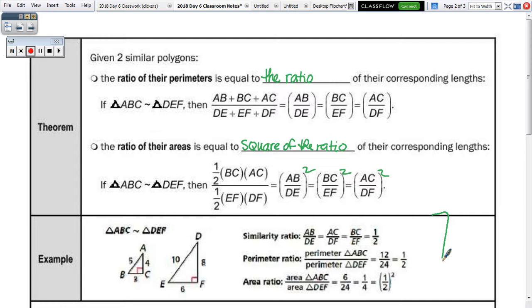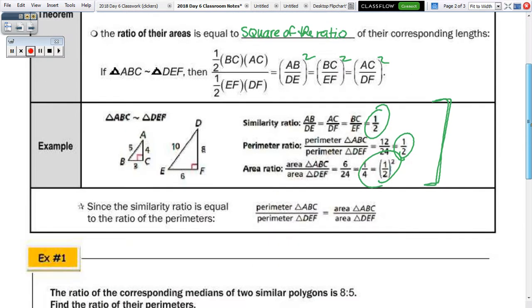Here's another example. It's kind of blurry. Okay, so it starts with a similarity ratio of 1 to 2. So the perimeter ratio is also 1 to 2. And then the area ratio is 1 to 2 squared, from 1 to 4. Okay.